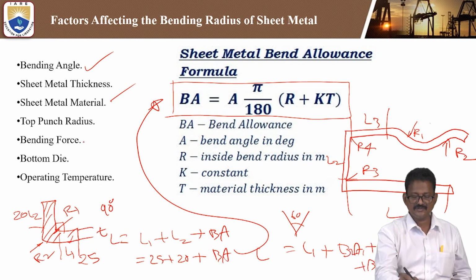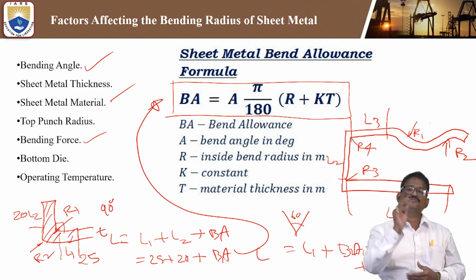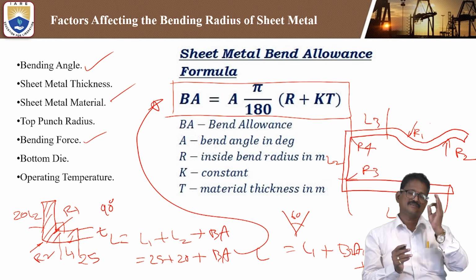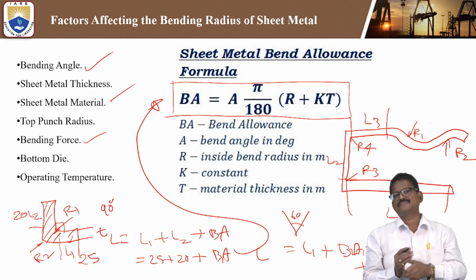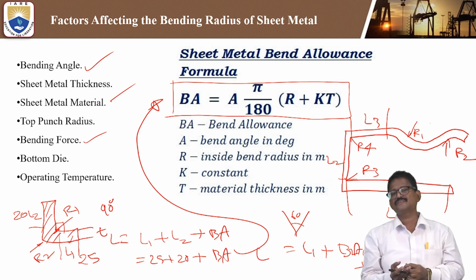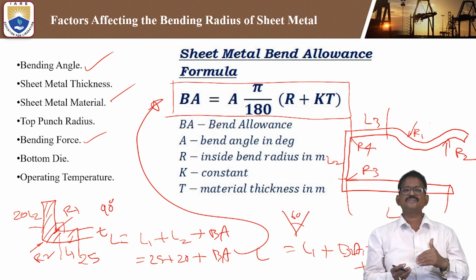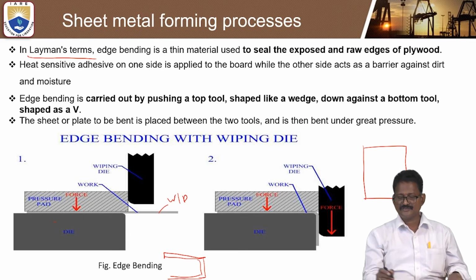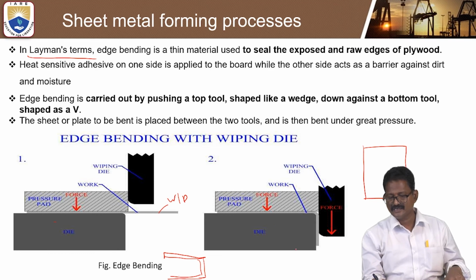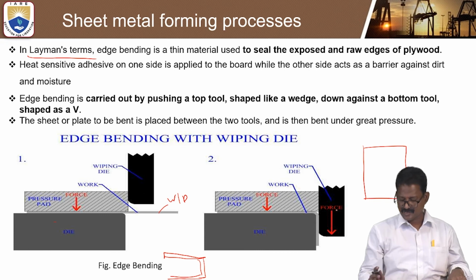And how do we determine the bending force? It depends on the shear strength, the length, the width, and the allowance. Allowance will also be an important factor in order to determine the bending force. And there will be a bottom die and a top die. So here, look at how we can perform this. This is the bottom die, here the wiping die. Initially you can keep the strip here.